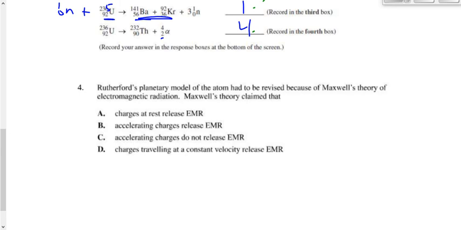4, Rutherford planetary model of the atom had to be revised because of Maxwell's theory of EMR, accelerating charges release EMR. Of course, we know that electrons in the Bohr model of the atom orbit around in a circle, and that's a centripetal acceleration toward the center of the circle, but they don't emit EMR. So we say it's in a stationary state. It's as if they're not moving.